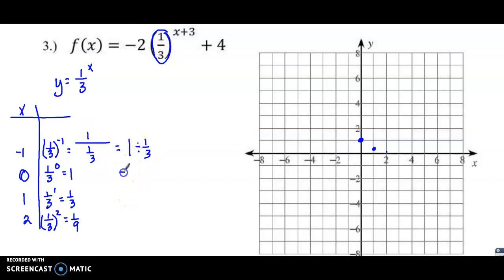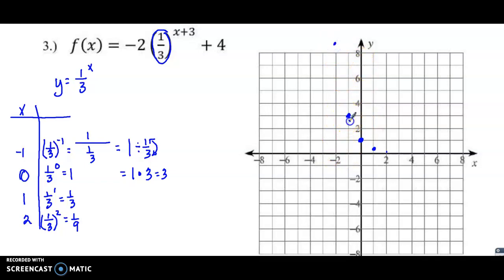1 divided by 1/3 is the same as saying 1 times flip. Remember, keep, change, flip. So keep the first, change to multiply, and flip this to a 3. So 1 times 3 gives me 3. So there's my coordinate, -1, 3. If I did the 2, notice I would get a 9.